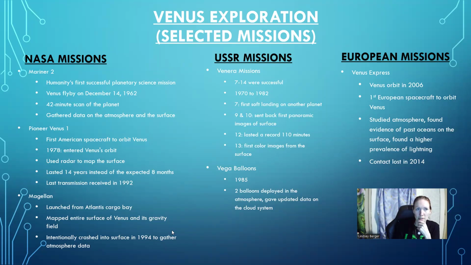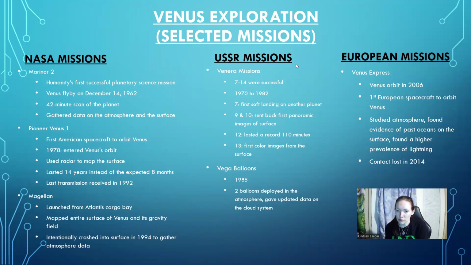It mapped the entire surface of Venus, figured out its gravitational field, and then eventually it was serving its purpose. And this is not the first time NASA has done this in terms of crashing things into planets. They decided, well, we need more atmospheric data, so we're going to run it into the planet. And on its way down, it's going to get a whole bunch of information for us. That's what it did.